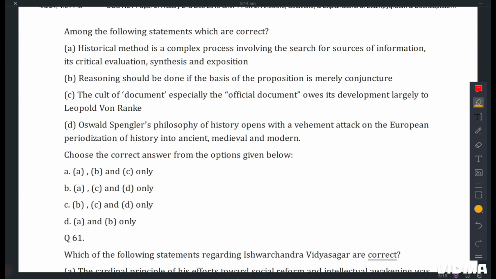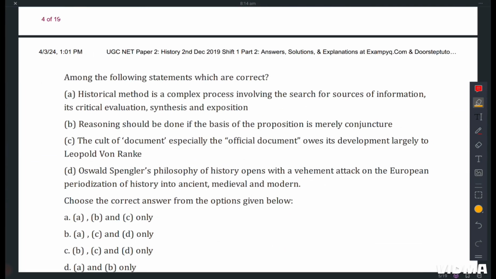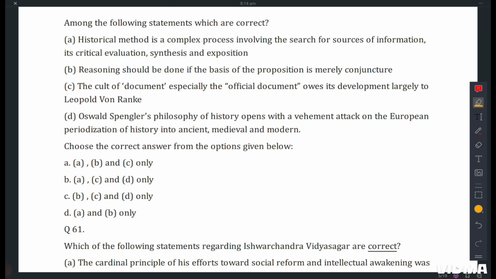चलिए आगे बढ़ेंगे. Question number 16. Among the following statements which are correct? Historical method is a complex process involving the search for sources of information, its critical evaluation, synthesis and exposition. Reasoning should be done if the basis of the proposition is merely conjecture. The cult of document, especially the official document, owes its development largely to Leopold von Ranke. Oswald Spengler's philosophy of history opens with a vehement attack on the European periodization of history into ancient, medieval and modern.